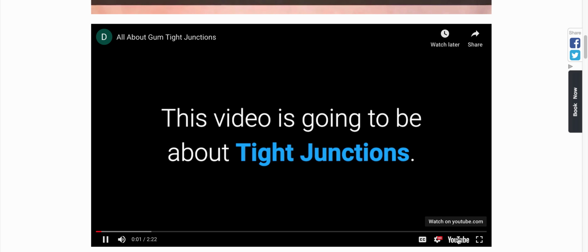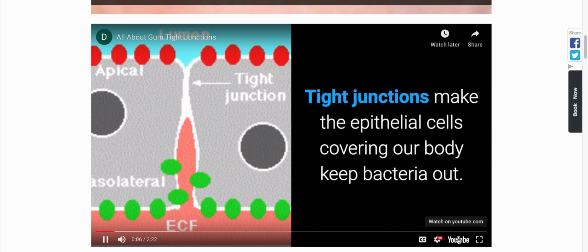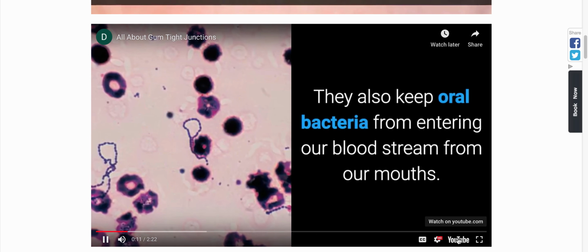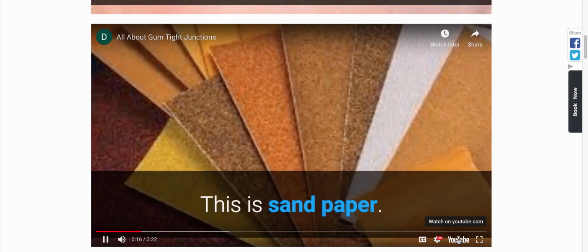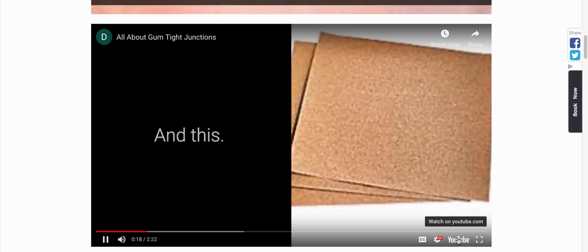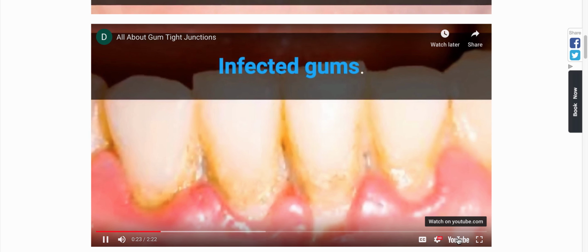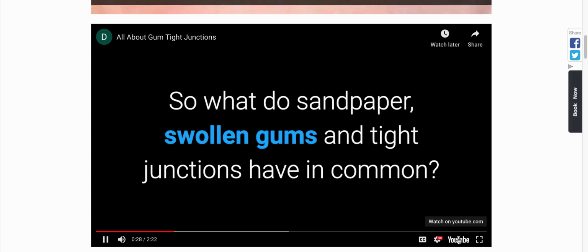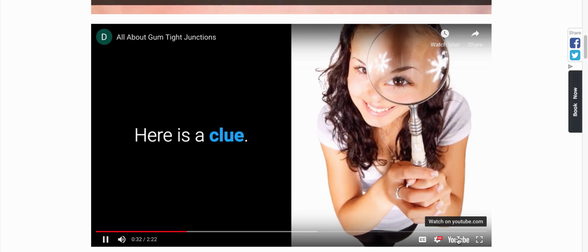This video is going to be about tight junctions. These are ways our bodies fight off infection. Tight junctions make the epithelial cells covering our body keep bacteria out. They also keep oral bacteria from entering our bloodstream from our mouths. This is sandpaper. And this. And this. And these are swollen gums. Infected gums. Painful gums. So what do sandpaper, swollen gums and tight junctions have in common? What's the connection? Here is a clue.